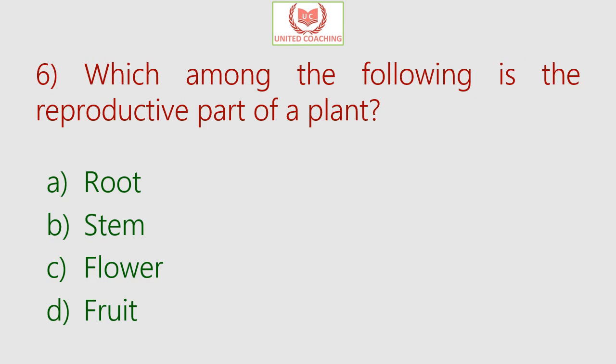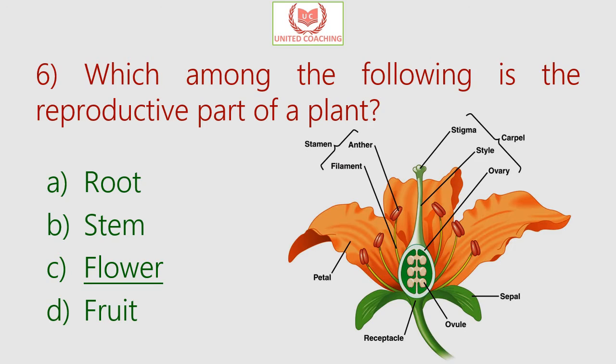Our next question is, which among the following is the reproductive part of a plant? So is it the root, stem, flower or fruit? So the answer is flower. In angiosperms, the flower is the reproductive unit, and the reproductive parts of a flower are the carpels, which are the female reproductive organ, and the stamens, which are the male reproductive organ. The sterile parts of the flower are sepals and petals.